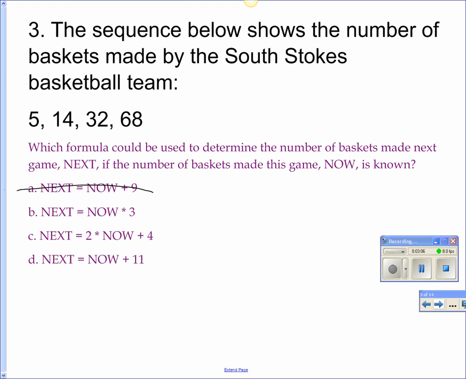Okay? What does B say I'm doing? Times them by 3. What's 5 times 3? 15. Does B work? No. Okay? All right, let's test C. C says I'm going to times by 2 and then add 4. So what's 5 times 2? 10 plus 4? 14. Okay? What's 14 times 2? 28 plus 4? 32. So the answer is C. Okay. Just figuring out the pattern, that's all it is.